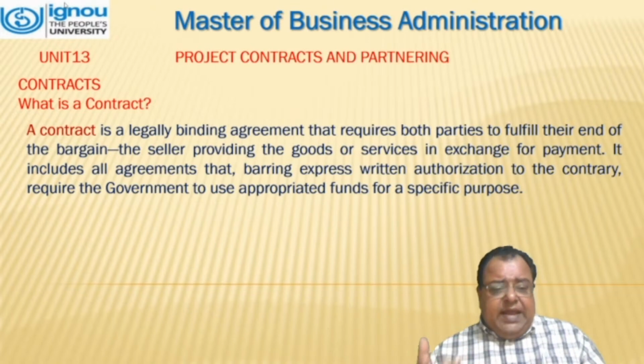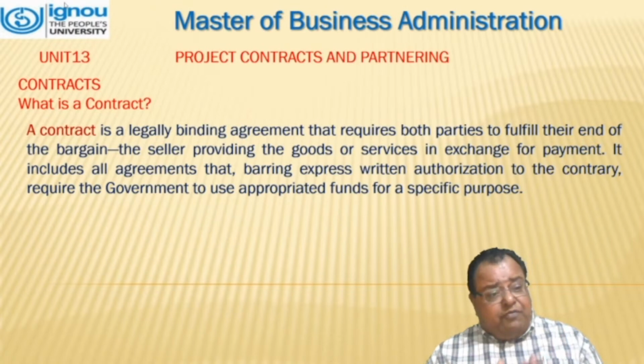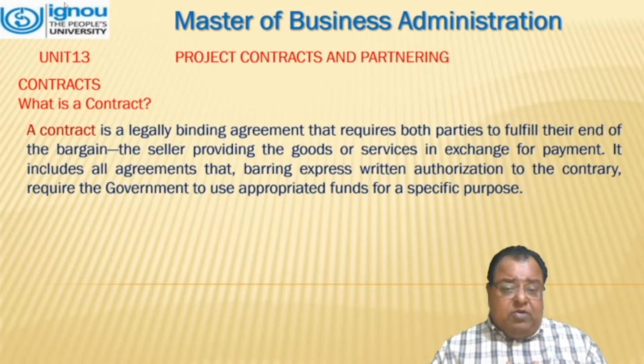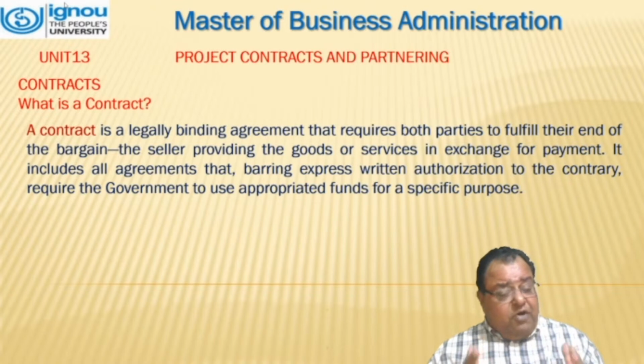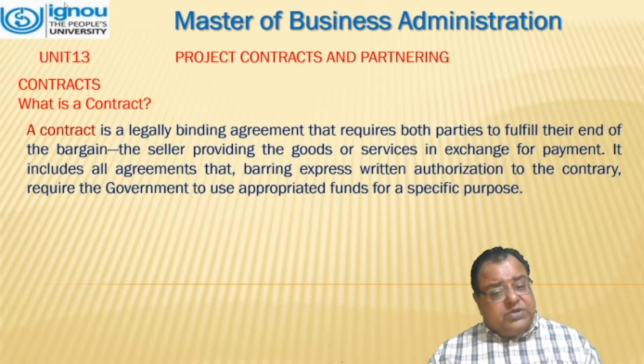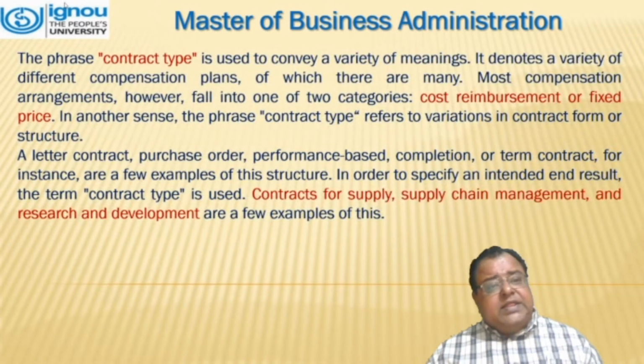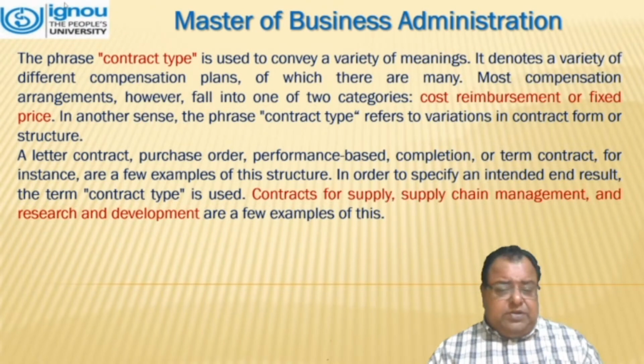A contract is a legally binding agreement that requires both parties to fulfill their end of the bargain, the seller providing the goods or services in exchange for payment. It includes all agreements that, barring express written authorization to the contrary, require the government to use appropriated funds for a specific purpose. The phrase contract type is used to convey a variety of meanings.